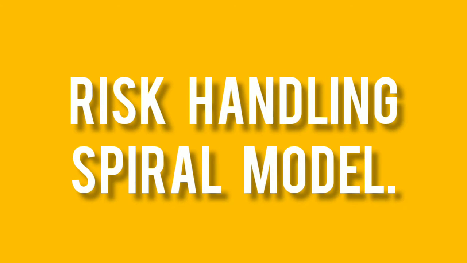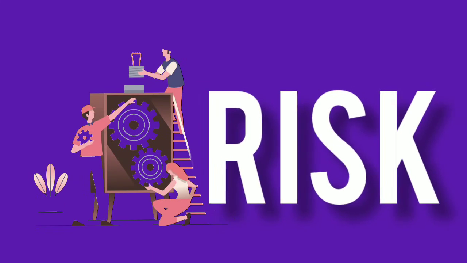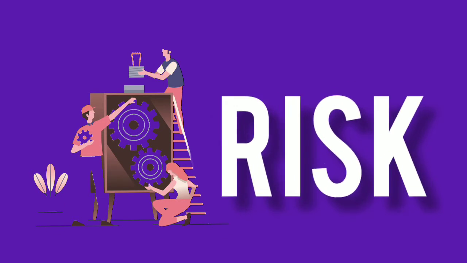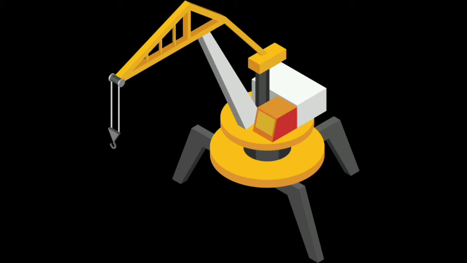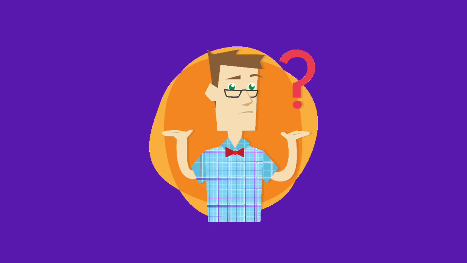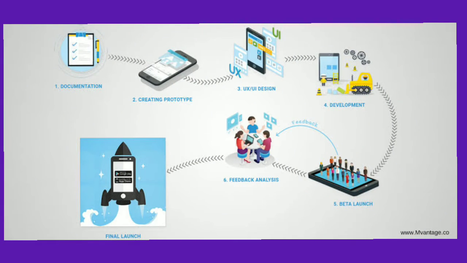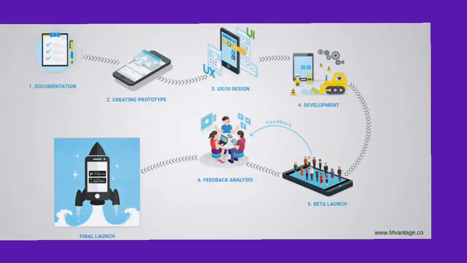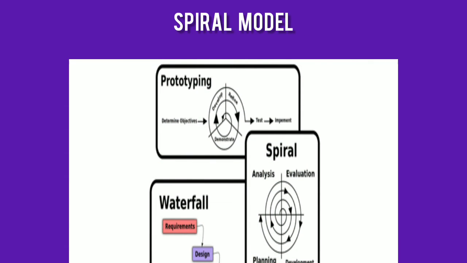Risk handling in the spiral model. A risk is a type of situation that might affect the successful completion of a project. The most important feature of the spiral model is handling unknown risks after the project has started. Such risk resolutions are more easily done by developing a prototype model. The spiral model supports coping with risk by providing the scope to develop a prototype at every phase of the software development.